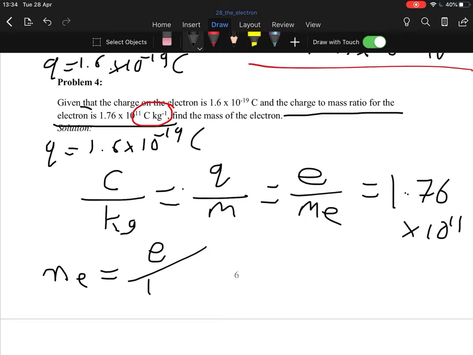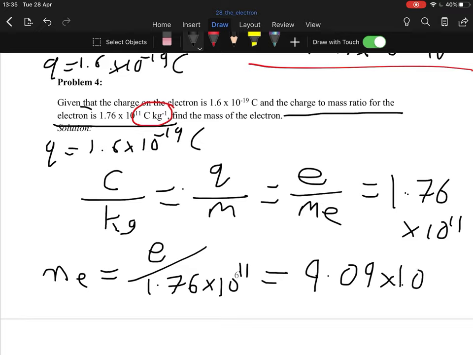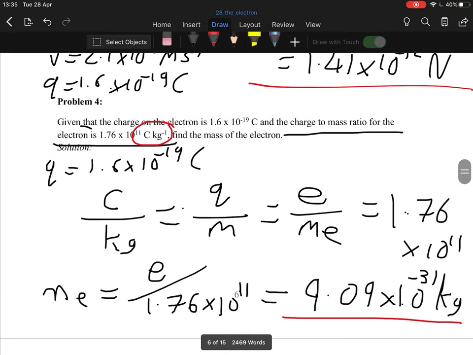And the question is, find the mass. So therefore, mass of an electron equals the charge of an electron divided by 1.76 by 10 to the 11. So the mass of an electron should be 9.09 by 10 to the minus 31 kg. Okay? 9.09 by 10 to the minus 31 kgs. And there you go. So that's it. Nothing too difficult there.